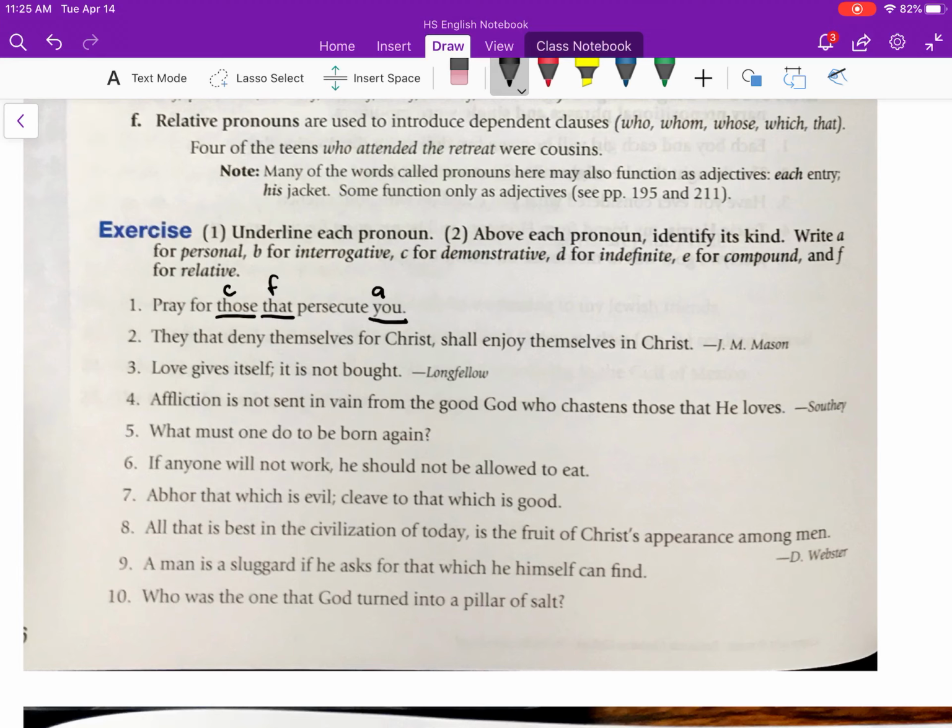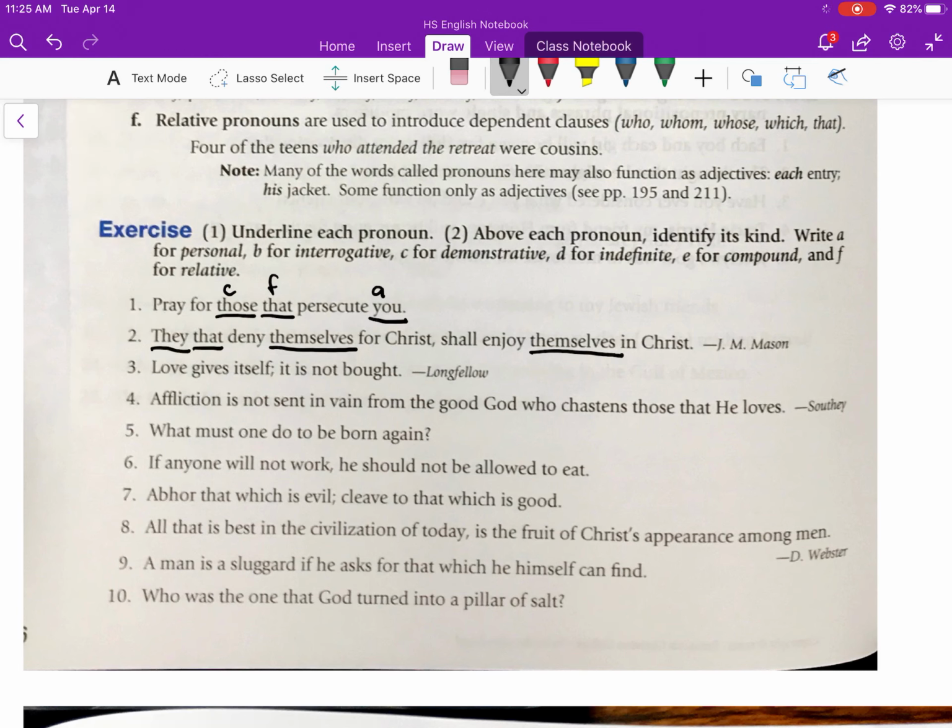Let's move on to number 2. They that deny themselves for Christ shall enjoy themselves in Christ. Okay, the first one up is going to be they. That one's obvious. Then there's the word that. And then there's the word themselves. For Christ shall enjoy themselves. Okay, so I think that is it. Yes, that is it.